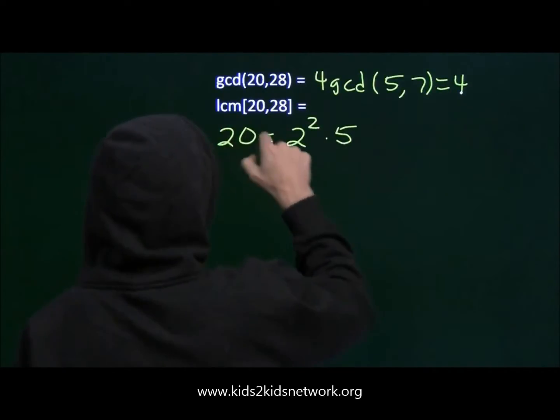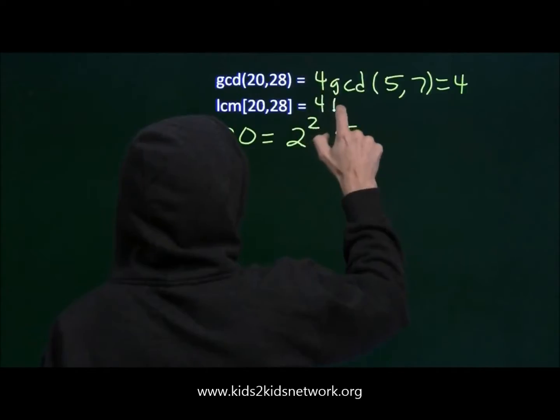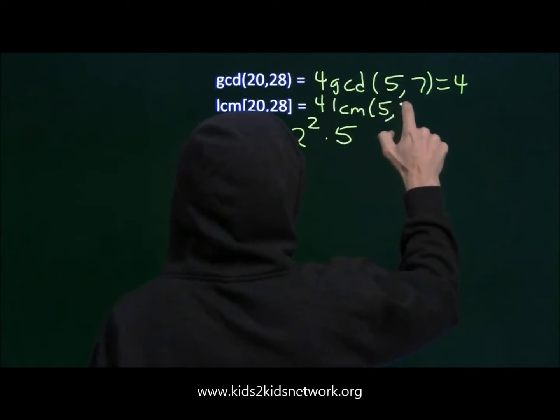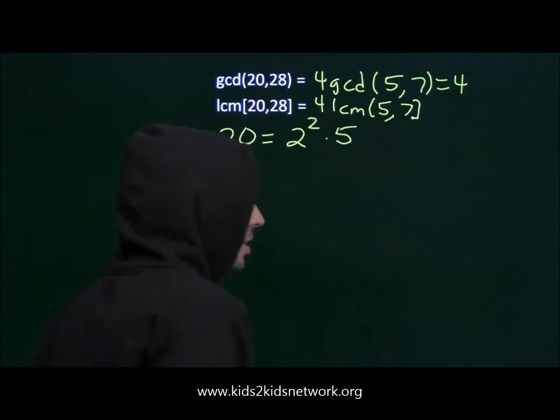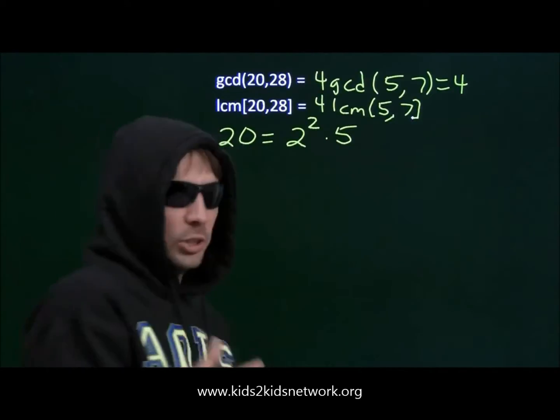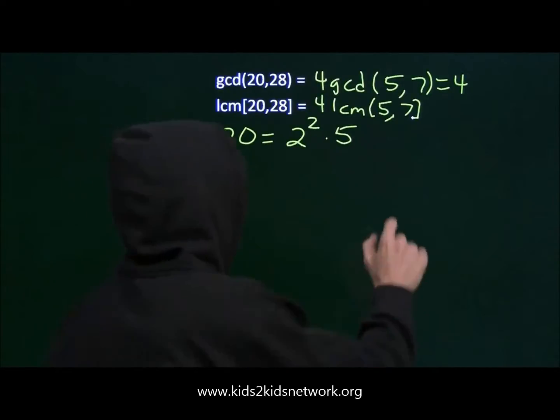Now, of course, that means least common multiple. Again, we factor out 4. 4 times the least common multiple of 5 and 7. Least common multiple of 5 and 7, it's just 35. So 4 times 35 is 140.